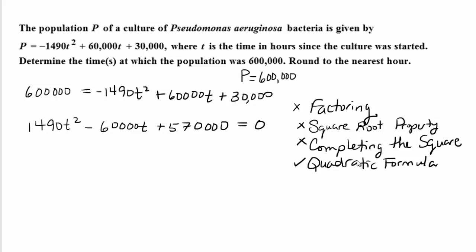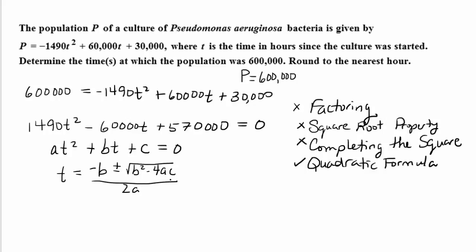So let's remember what our quadratic formula says. It says when we have something of the form a t squared plus b t plus c equals 0, t will always be equal to negative b plus or minus the square root of b squared minus 4ac all over 2a. Identifying a, b, and c is pretty straightforward. A is the coefficient of t squared, so a is 1490. B is negative 60,000, make sure to include your sign, and c is 570,000. Most of my students are okay up to this point, and then it's plugging into the calculator that usually causes a problem. So we're going to go over that really quickly.